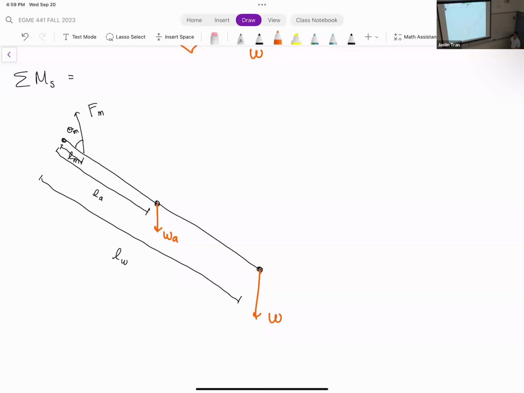Okay. So I just drew it again just to be clear. All right. And so the way that we compute the moment equation, we're still going to use the same logic, but we're going to have to make some adjustments based on the fact that our arm is angled. Okay. Let's start with Fm.